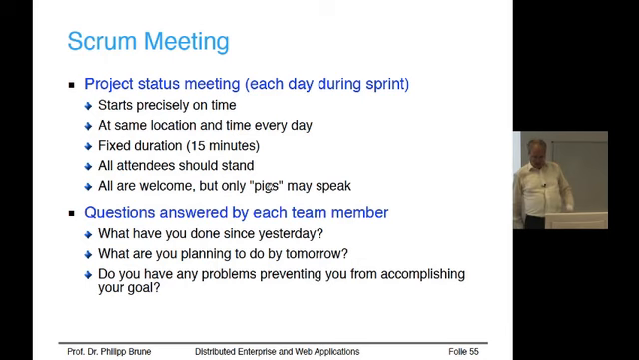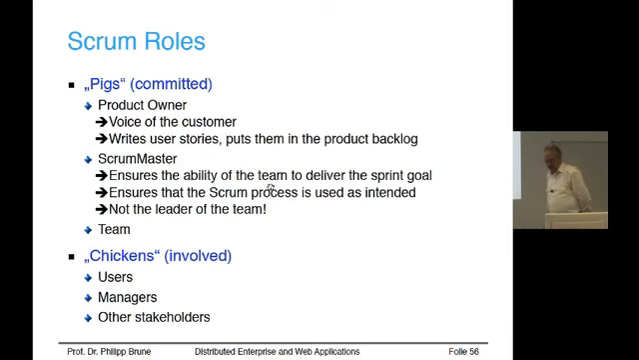So what are pigs and what are the roles in Scrum in general? Scrum distinguishes between 2 roles of people, the pigs and the chickens. The pigs are committed and the chickens are involved. So the pigs form the actual core team, whereas the chickens are all the others around, users, managers, and things like that. This comes from a joke which goes like this.